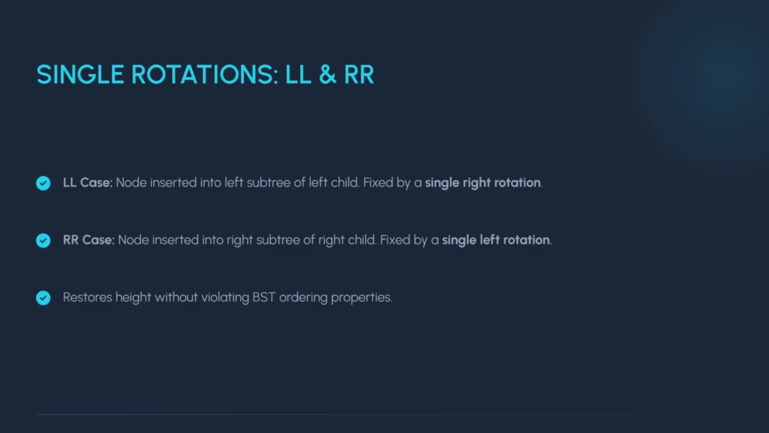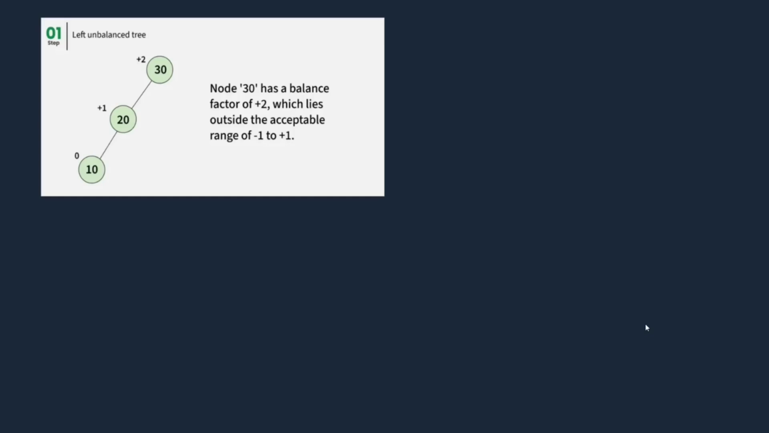A single rotation, the LL and RR rotations. In LL rotation, imbalance occurs in the left subtree of the left child. This makes the tree left heavy. To restore balance, we perform right rotation. RR rotation is the opposite case. Here imbalance occurs in the right subtree of the right child. So we perform a left rotation to balance the tree. So let's see an example of LL rotation.